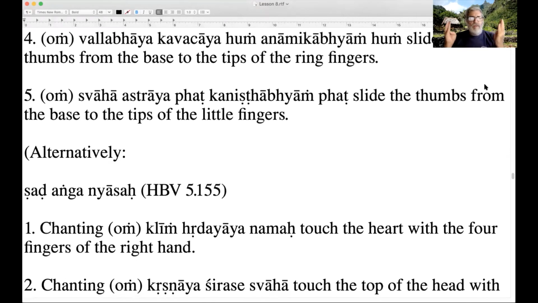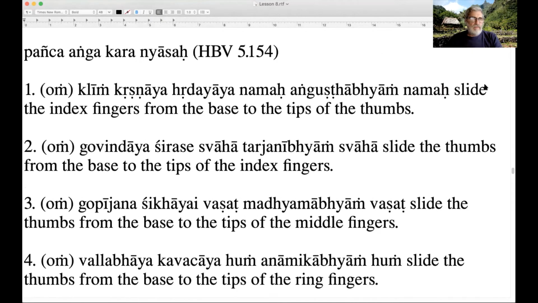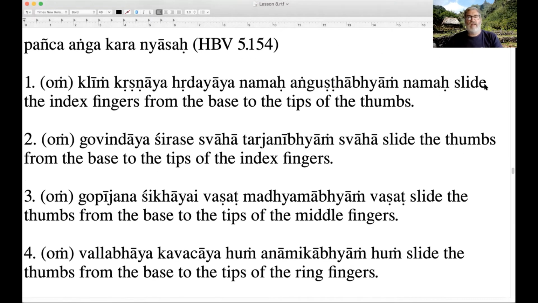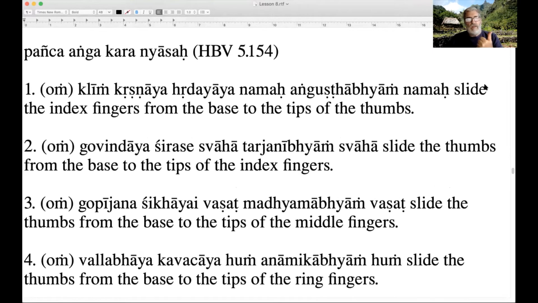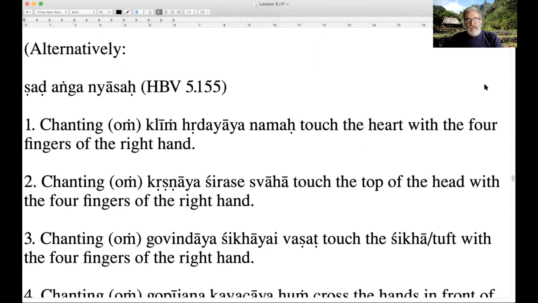Om Swaha Astraya Pate, Kanishtikabhyam Pate. Right? And that is the Pancha Anga Karanyasa. So now we did the Pancha Anga Nyasa, we did the Pancha Karanyasa, and we did the combined Pancha Anga Karanyasa. Okay. Now, alternatively, that's if you're dividing up the Gopal Mantra into 5 sections.